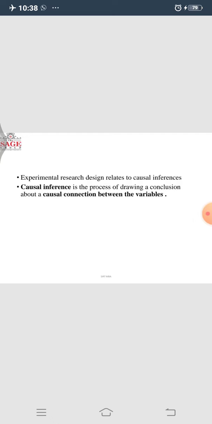The experimental research design actually relates to causal inferences. Causal: what is the cause and what is the effect? If we are able to understand the cause and effect relationship in the business world, then a lot of decision making will be very easy.